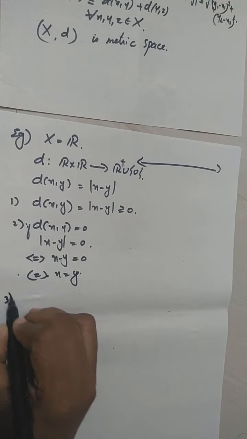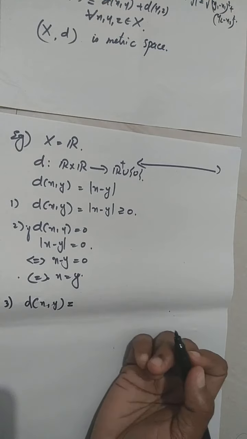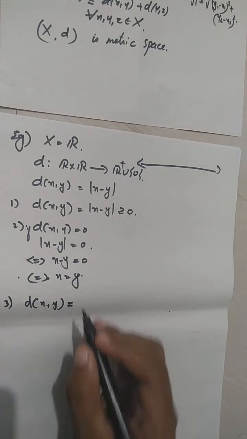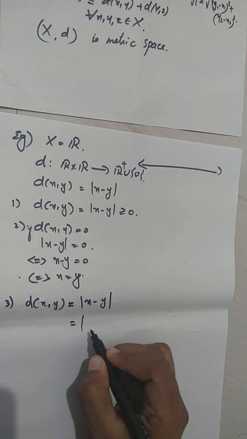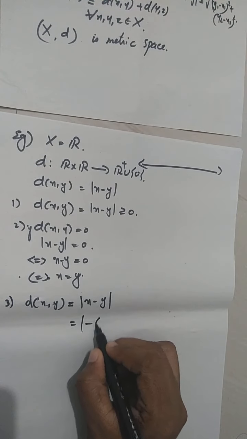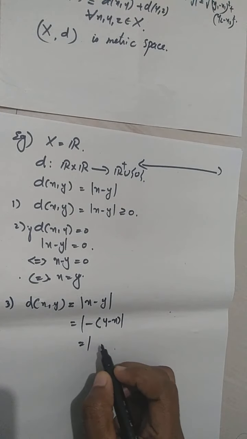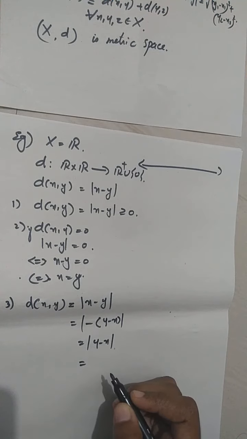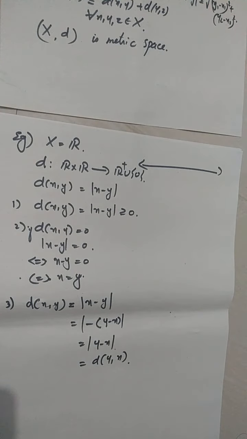Okay. Now the third one, consider D of xy. We need to prove that there is symmetry. That means D from x to y will be equal to D from y to x. So D of xy equal to modulus of x minus y. That can be written as modulus of minus of y minus x. And we know that the modulus of a negative number is equal to the modulus of the same positive number. So that is modulus of y minus x, which can be written D of yx. So D of xy will be equal to D of yx. So there is symmetry.